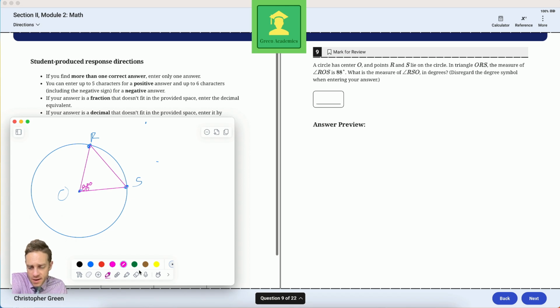RSO. Oh, I see. So because OS and OR are both radii, then this is an isosceles triangle, which means this angle is the same as this angle. So it's 88 plus 2x adds up to 180. So you're looking at 2x being 92, which makes the answer 46 degrees.